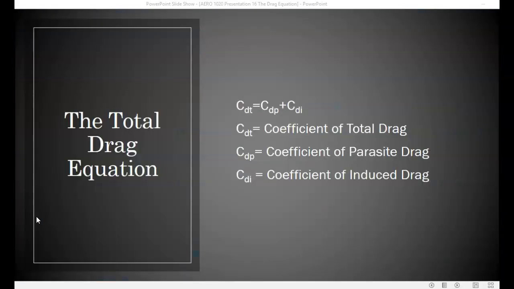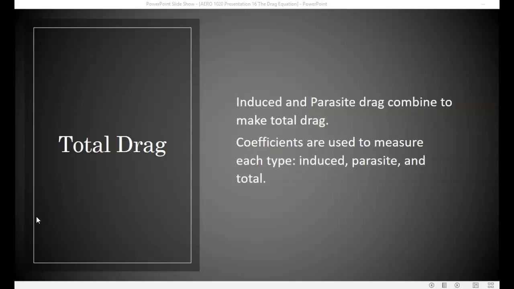In order to calculate drag, we first need to know the coefficient of total drag, which equals the coefficient of parasite drag plus the coefficient of induced drag. So induced and parasite drag both combine to make total drag. There are coefficients of induced, parasite, and total drag, just like there's a coefficient of lift.